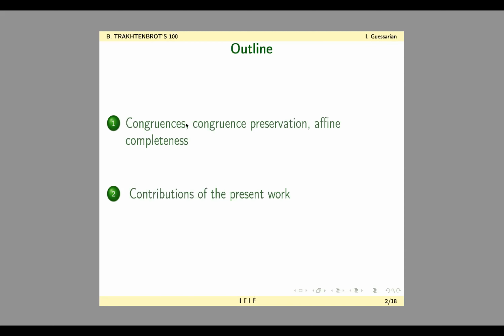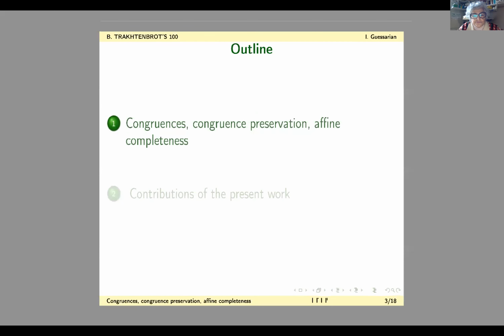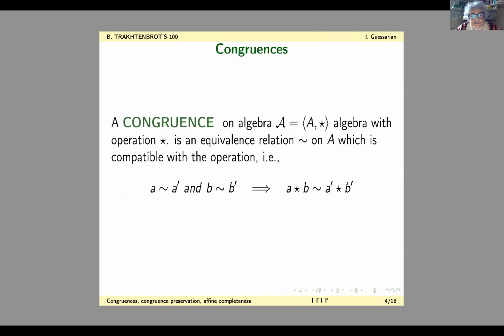And the first part: congruences, congruence preservation, the known notions. And the second part, the contributions of the present work. So now for the first part, a congruence on a binary algebra A with a single binary operation star is an equivalence relation, which we call sim on A, which is compatible with the operation. Namely, if A is equivalent to A prime and B equivalent to B prime, then A star B is equivalent to A prime star B prime.